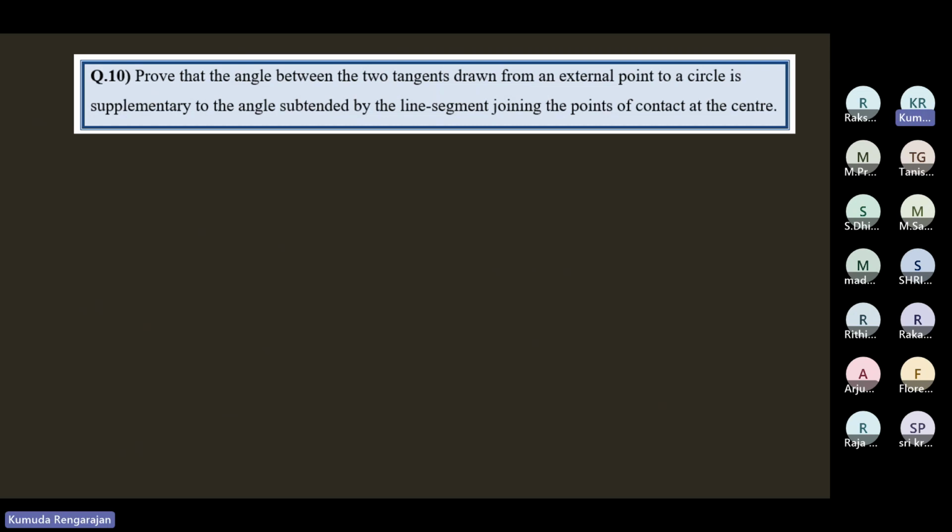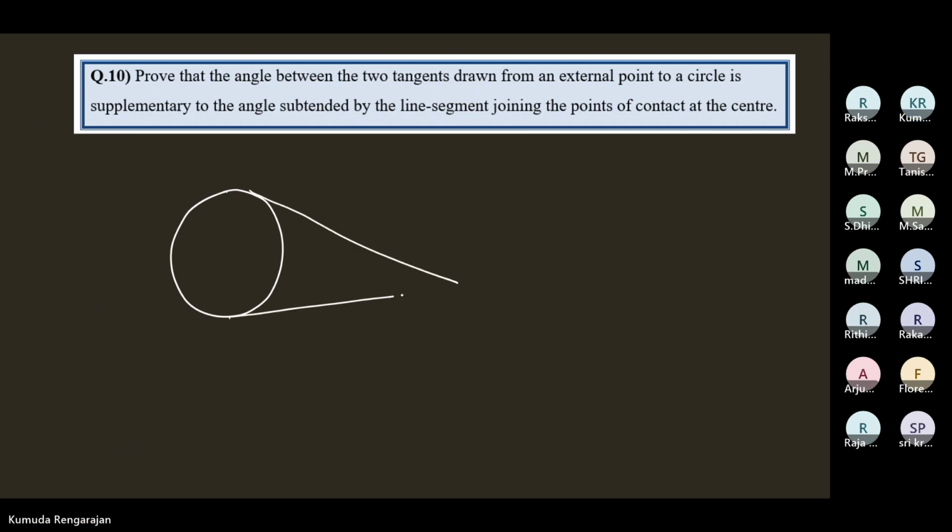Prove that the angle between the two tangents drawn from an external point to a circle. Okay, let's draw that. Circle, tangents from an external point. This is the external point. So these are the two tangents. This is the angle between the two tangents.